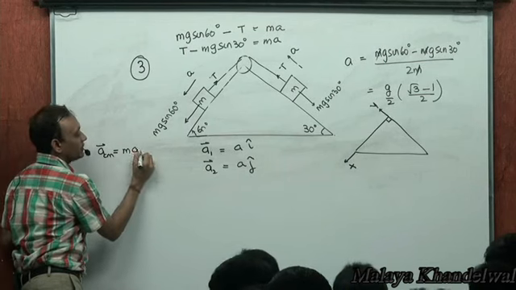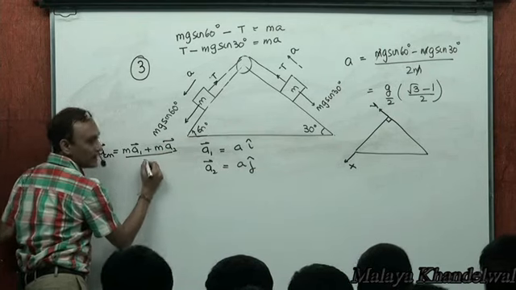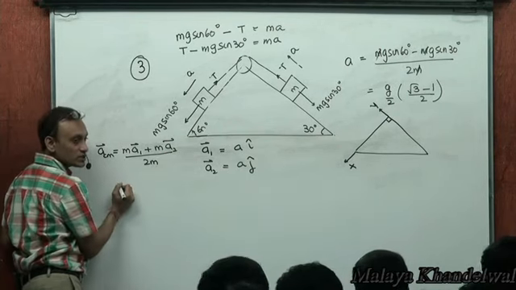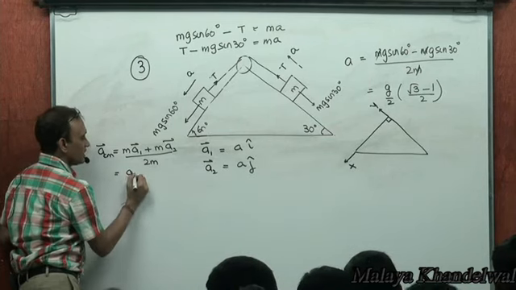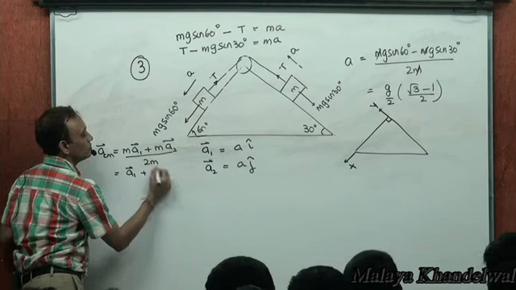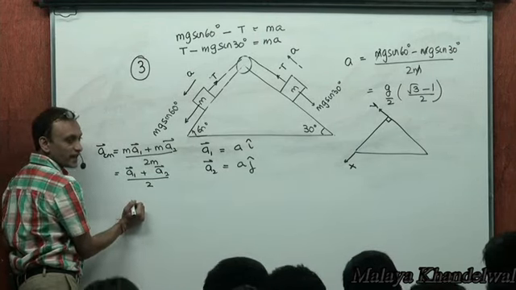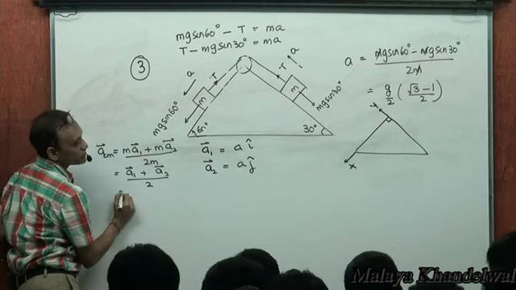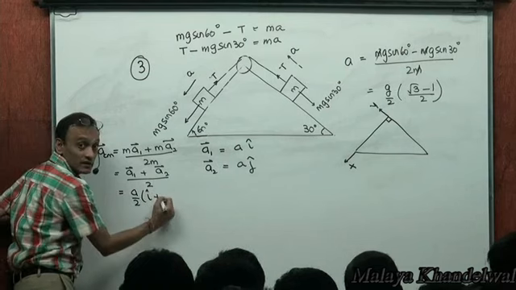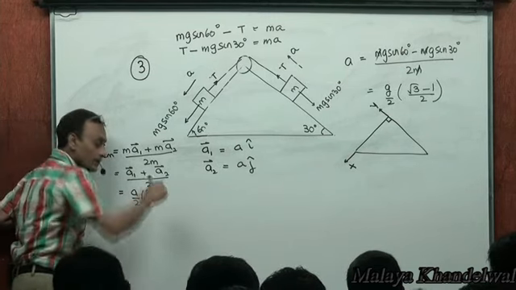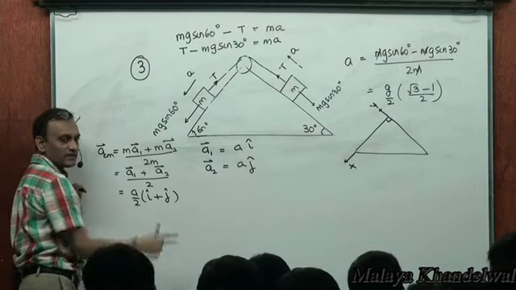m into a1 plus m into a2 divided by m plus m, that is 2m. That's the acceleration of the center of mass. So it is a1 plus a2 by 2, which is going to be a by 2 into i cap plus j cap. That's the acceleration of the center of mass vectorially.